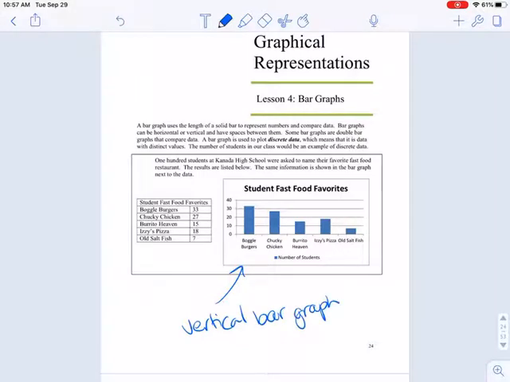Okay, and all these values here, Boggle Burgers, Chucky Chicken, they all go on the bottom, okay? And all the numbers that correspond, so 33 would be there, 27 is there, 15, 18, and 7. So you just create your bar graph up to however high the numbers are.